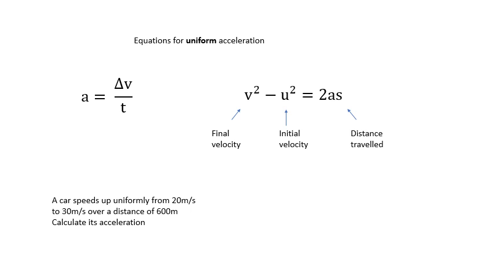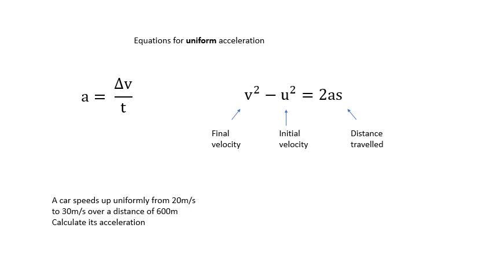This second one, v squared minus u squared equals 2as. It's on your formula sheet. Okay, so you don't need to learn it, but get used to using it. Practice using it. We're going to do some sums in this video for practice. v is the final velocity. u is the initial velocity, the starting velocity. a is acceleration. s is the distance travelled.